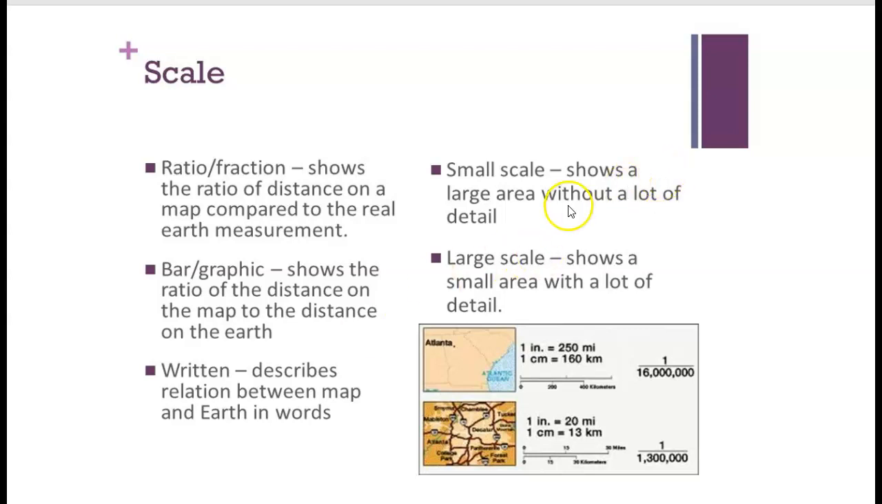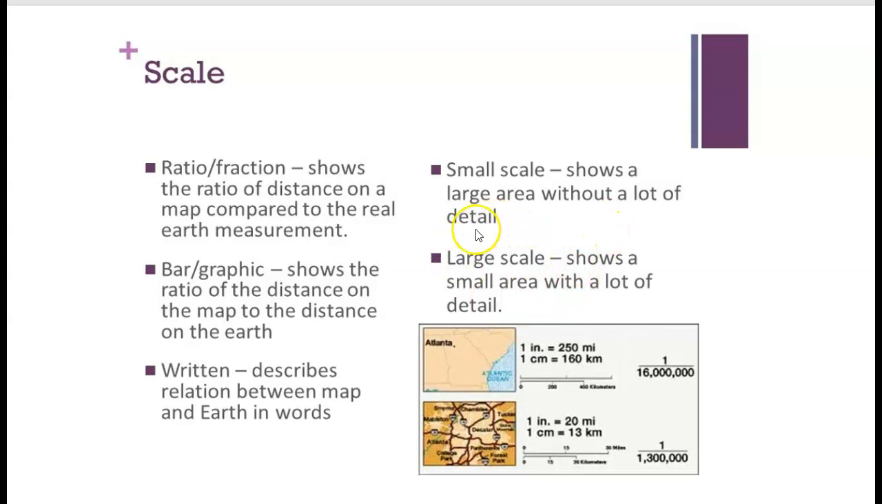And so when we're talking about small scale versus large scale, a small scale is going to show a large area without a lot of details. It's going to be further out. It might be an entire map of California with all of its different highways and roads on it.